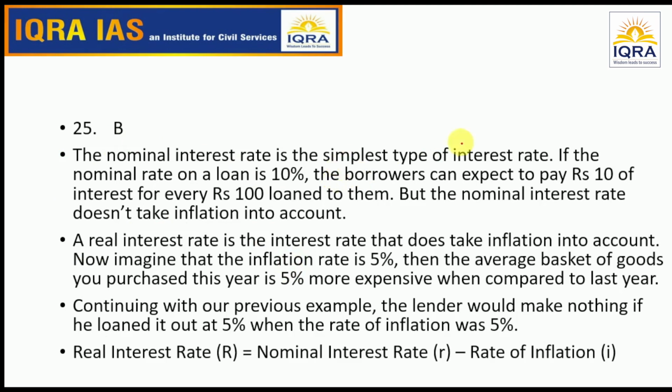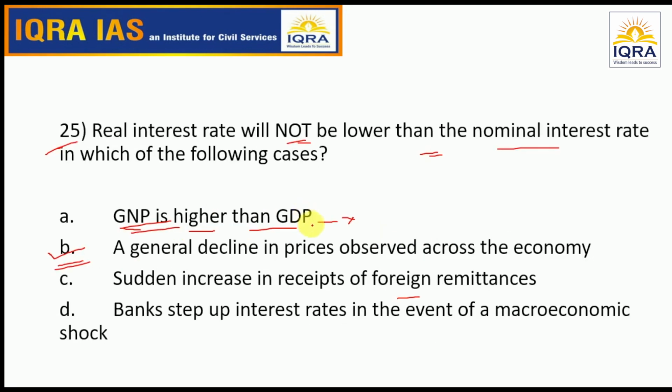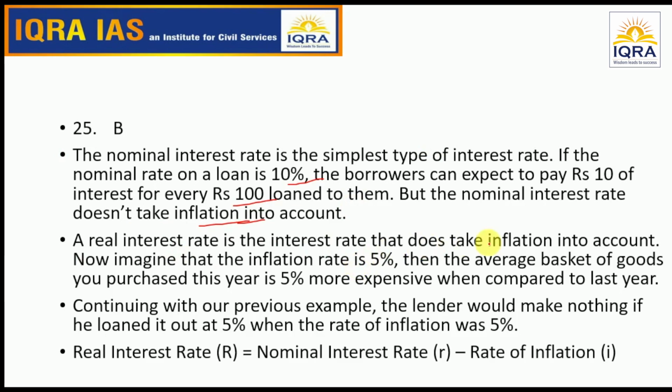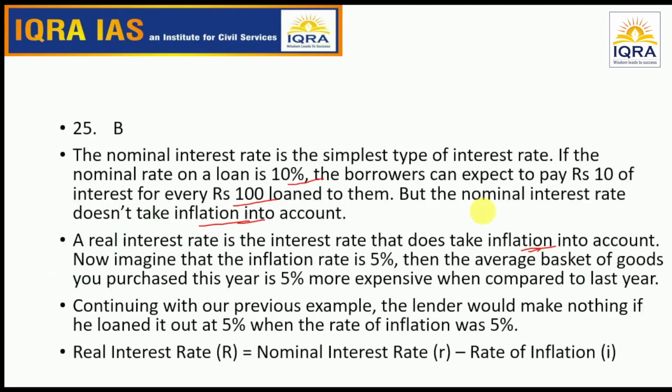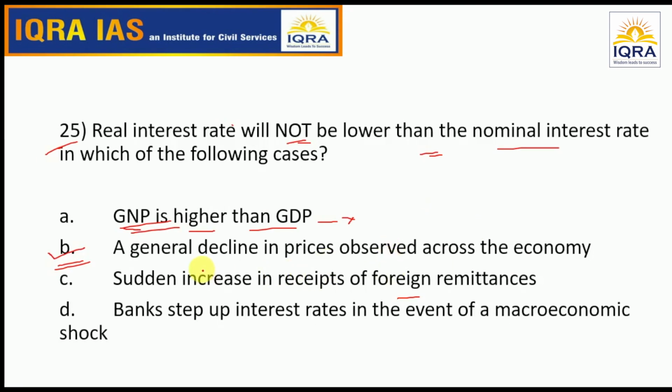So the nominal rate of interest is the simplest type of interest. Let's say on a loan, it is 10%. So if borrowers expect to pay 10 of every 100 rupees loan returned, it does not take inflation into account. The real interest rate is the rate that does take inflation into account. So what they are saying is that a real interest rate will not be lower than nominal interest rate, because the only case is when there is a general decline in prices. So wherever this nominal word comes, it means N for nominal, N for not adjusted to inflation.